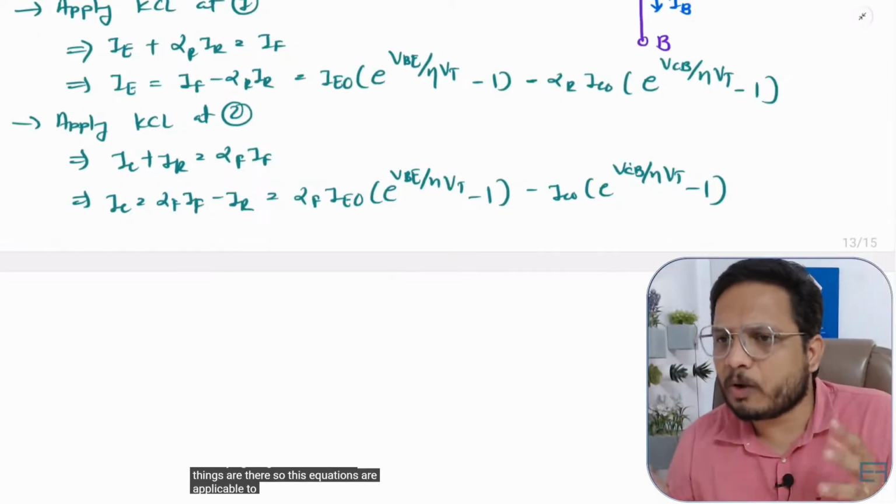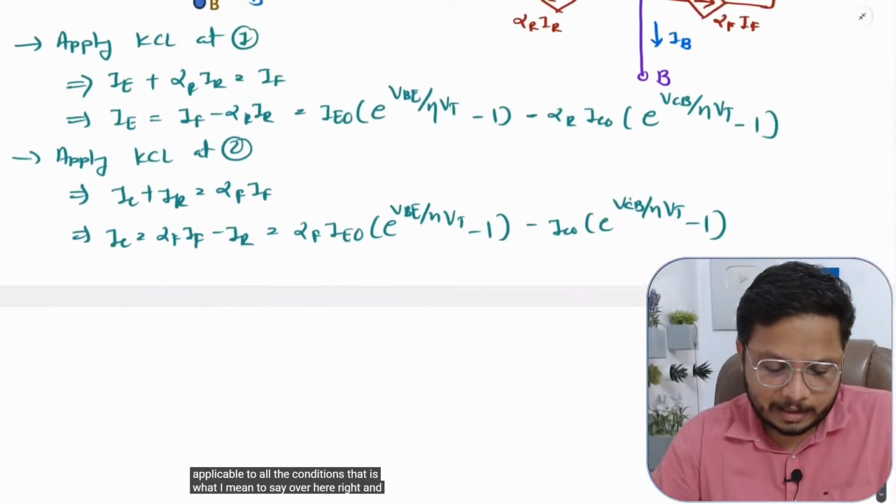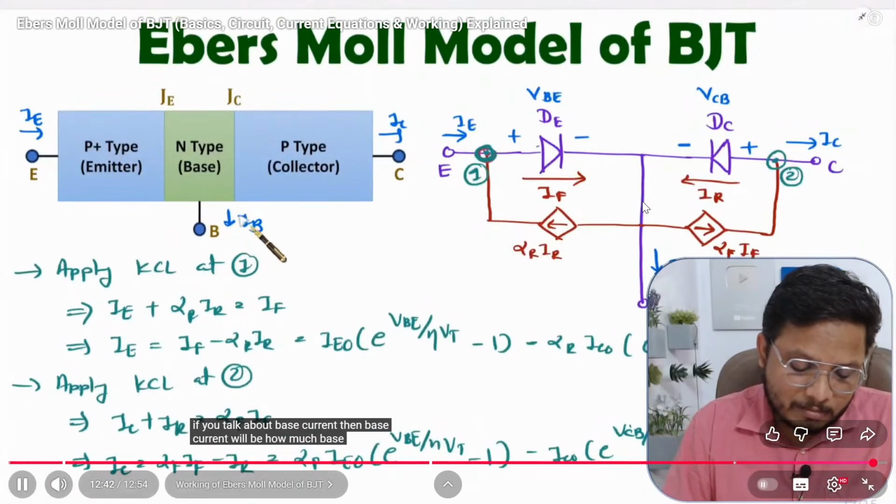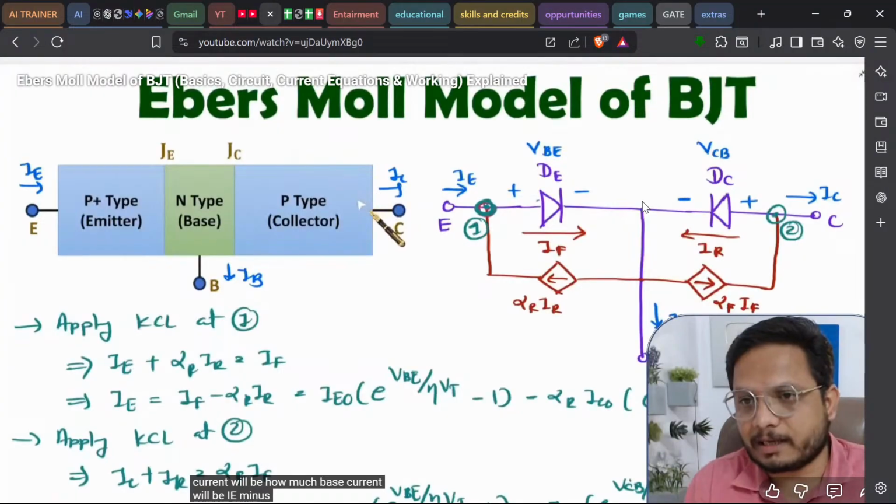So these equations are applicable to all the conditions. That is what I mean to say over here, right? And if you talk about base current, then base current will be how much? Base current will be IE minus IC, right? So that you can even calculate from these equations.